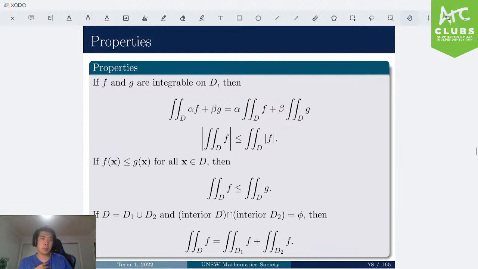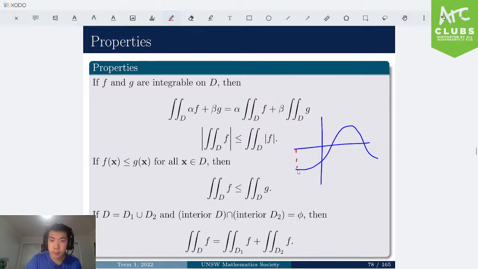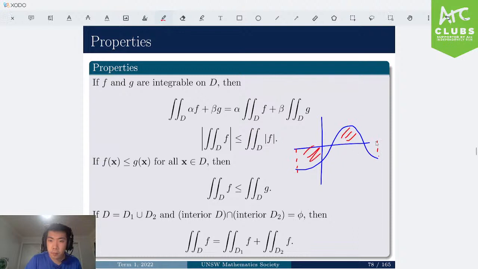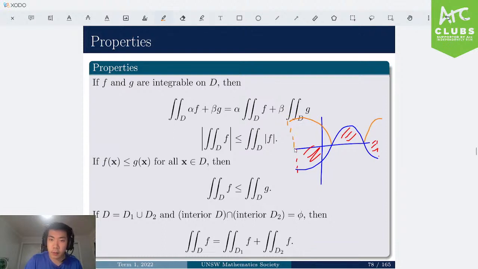Some properties of integrals. We'll just briefly mention them. If f and g are integrable on the region D, then the integral of a linear combination of f and g will split into a times the integral of f plus b times the integral of g. The absolute value of the integral of f is less than or equal to the integral of the absolute value of f. This should make sense because, for example, if you have a function like this, this would be the absolute value of the sum of these areas, whereas the integral of the absolute value of f would be after you have reflected this onto the top, and then it's going to be this area here.